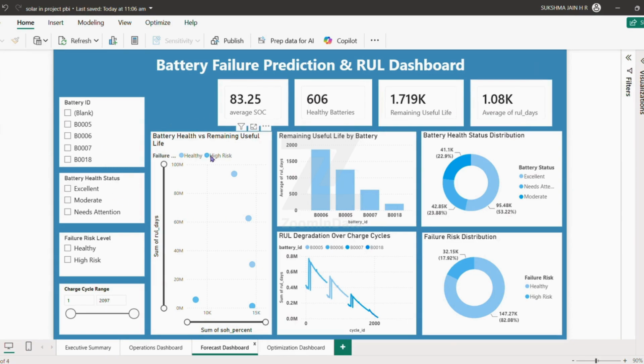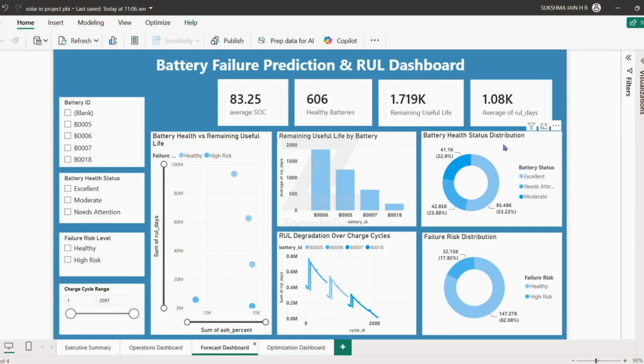This is the plot of battery health versus the remaining useful life. This visualization compares battery health with the predicted remaining useful life. Batteries with better health generally have a longer remaining useful life. Next is the bar chart, which represents the remaining useful life by battery. This chart compares the predicted remaining useful life for each battery. It helps identify batteries that may require replacement earlier than others.